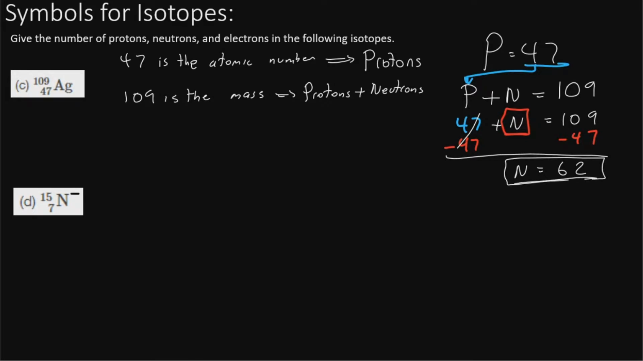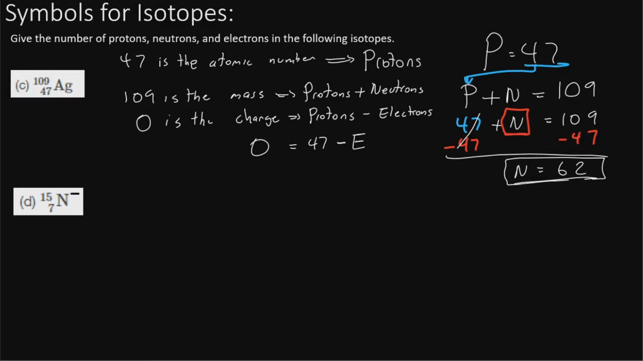Now to find the electrons, we use the charge. However, there is no charge written, so we'll say that the charge is 0. So our charge will be the protons minus the electrons. So now we'll write this as an equation. Our charge was 0. This will equal our protons, which were 47, and our electrons, which we don't know. We'll put the letter E for electrons.